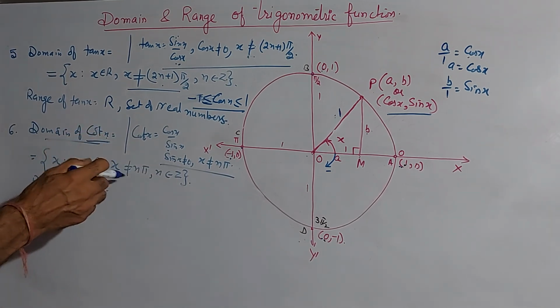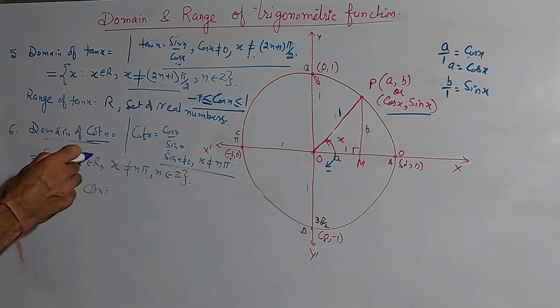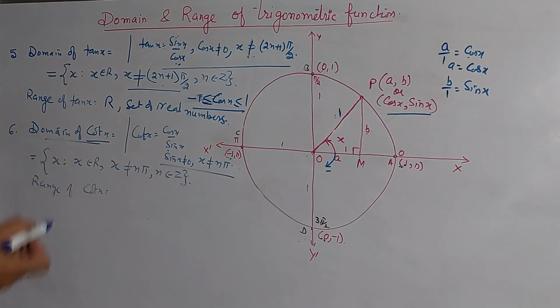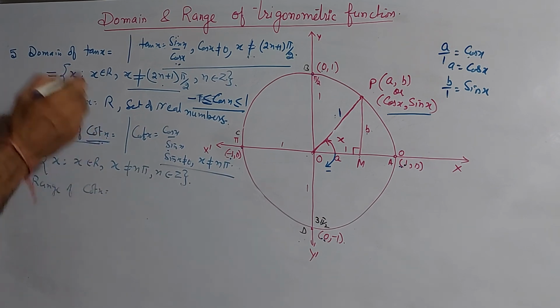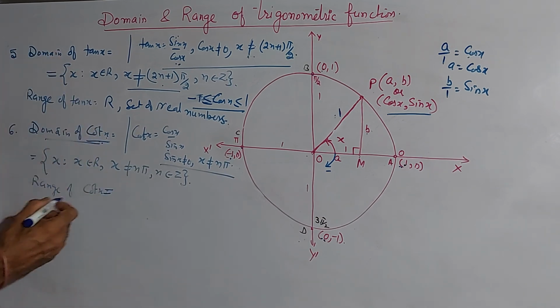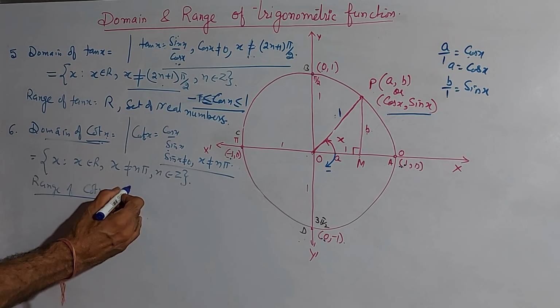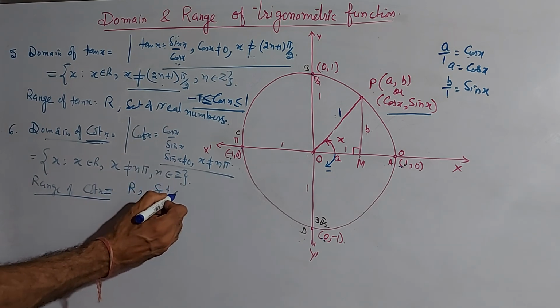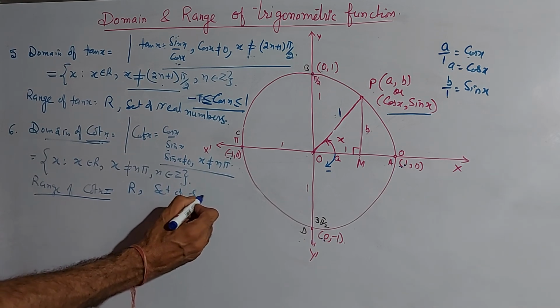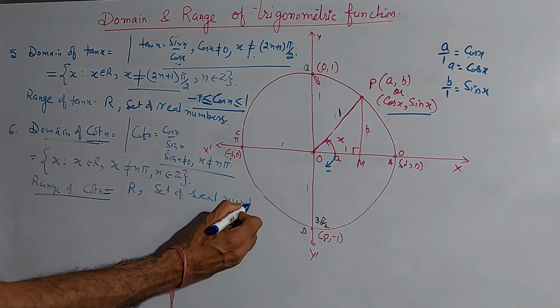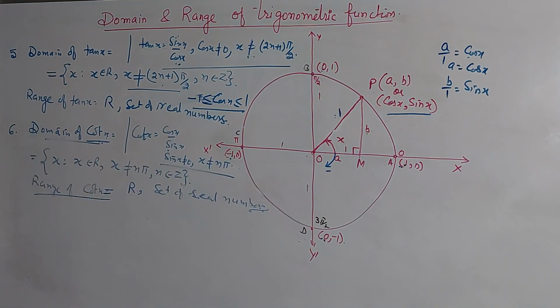And similarly, the range of cot x will be all the real numbers. We get 0 here when we put in all these real numbers except integral multiples of pi. Then we get all the positive real numbers, negative numbers, and 0. So the range of the function is the set of all numbers, that is, the set of real numbers. So these are the domain and range of all six trigonometric functions.